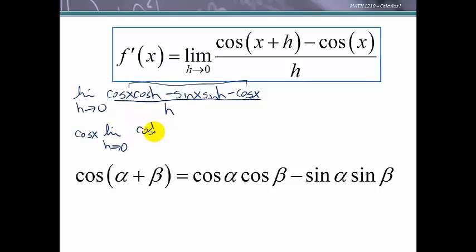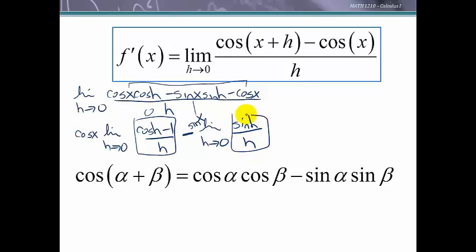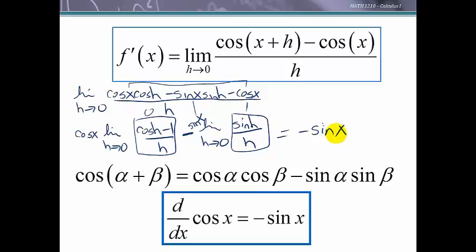That would leave cosine h minus 1 over h, and then we have a difference here, limit as h approaches 0. Oh, I didn't bring this function out in front. This would be sine x out in front and leave sine h over h here. So this one is 0, this one is 1, and therefore we are left with negative sine x. So the derivative of cosine is negative sine.